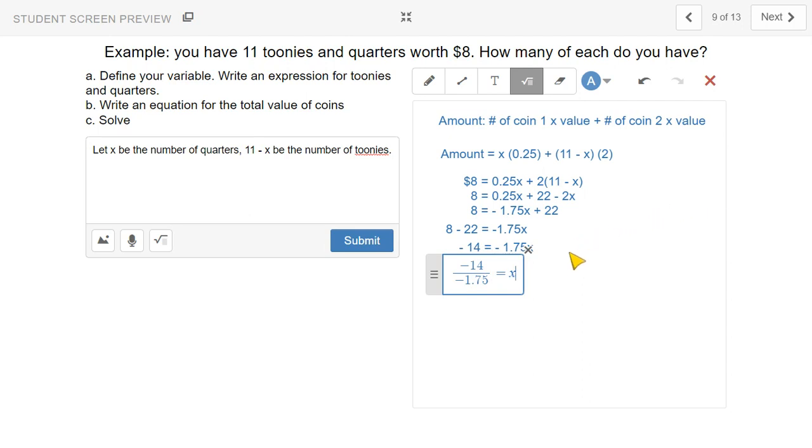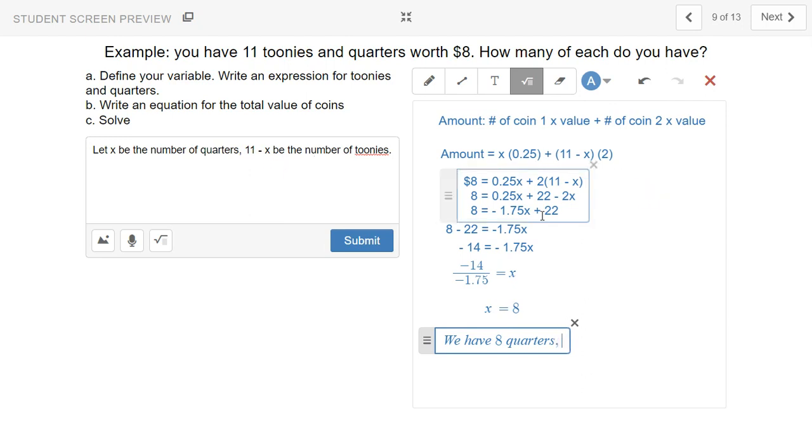to get x, and we have x is equal to 8. What does x tell us? X tells us the number of quarters that we have. So we have 8 quarters. And if we know the number of quarters, then we can find the difference to get the number of toonies. So 11 minus 8, we have 3 toonies.